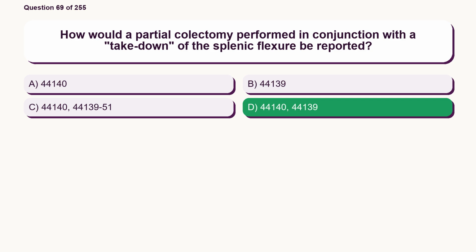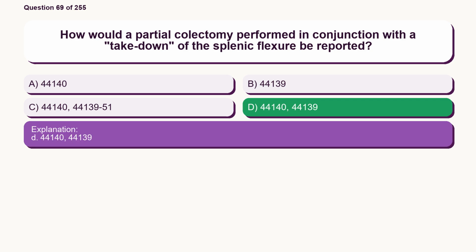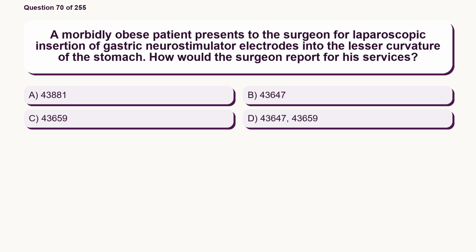44,140, 44,139. D, 44,140, 44,139. Question 70. A morbidly obese patient presents to the surgeon for laparoscopic insertion of gastric neurostimulator electrodes into the lesser curvature of the stomach. How would the surgeon report his services?